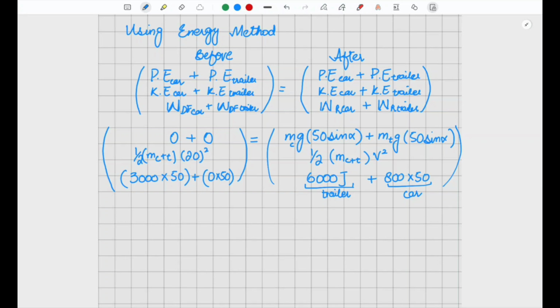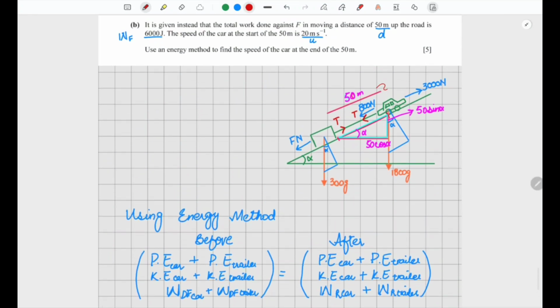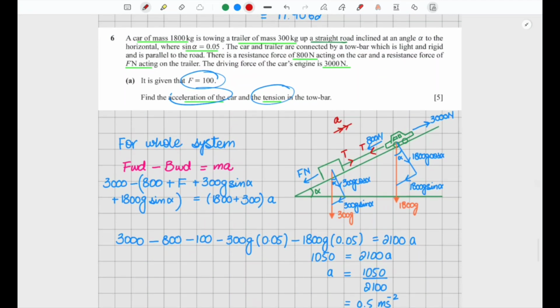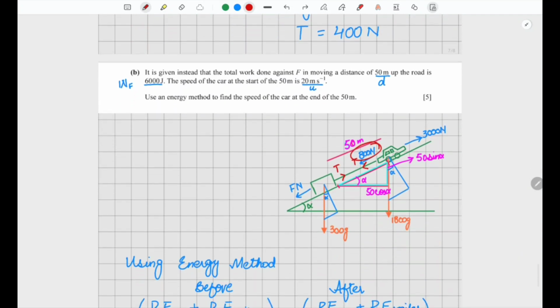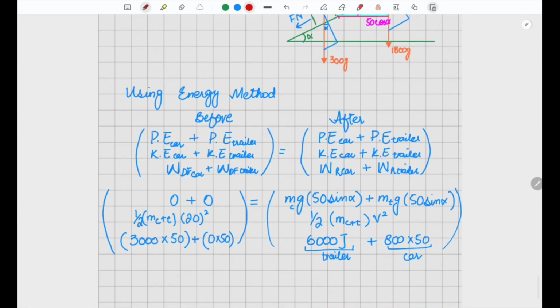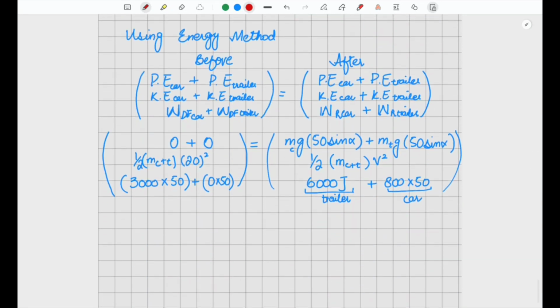If this is still confusing: for the resistance, the resistive force for the car is given to be 800 newtons in the start, so we are using the same 800 newtons. But now instead they say the total work done against resistance is 6000 joules, rather than the force for 50 meters. So this is for the trailer. Now we will plug in the values and find it out.